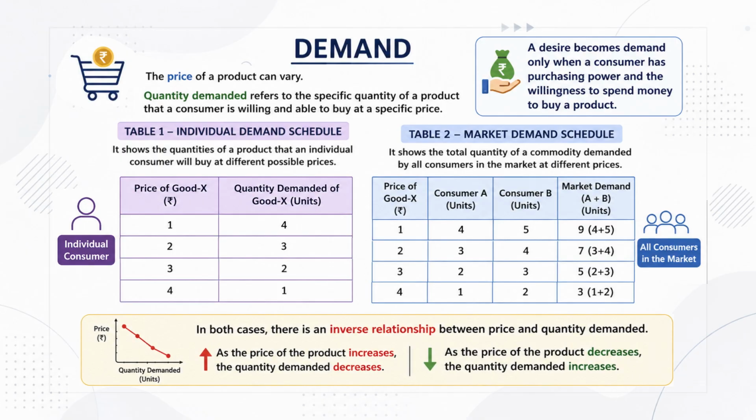In both cases, we can see an inverse relationship between price and quantity demanded. As the price of the product increases, the quantity demanded decreases. Similarly, as the price decreases, the quantity demanded increases.